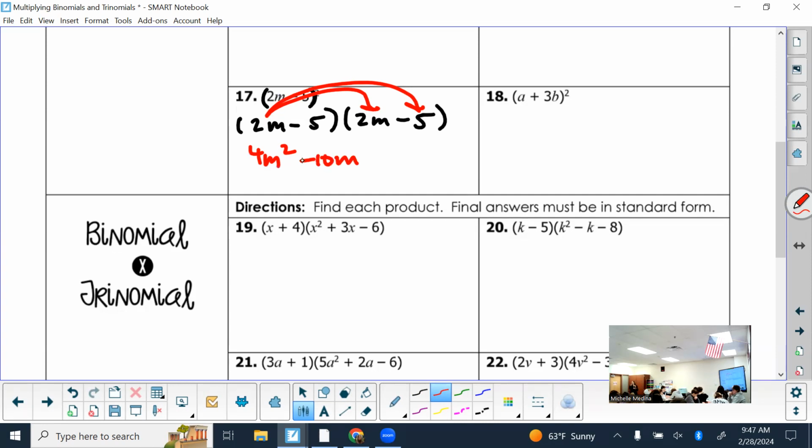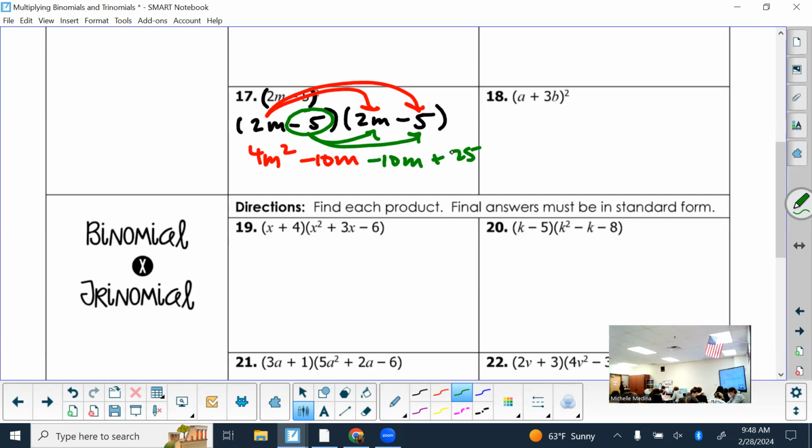Okay, great. That's me distributing that first term. I need to go back and distribute the second term. And always keep the sign that's in front of each term. That is a negative 5 that we're multiplying by. Table 6, what's negative 5 times 2n? And table 6, what's negative 5 times negative 5?